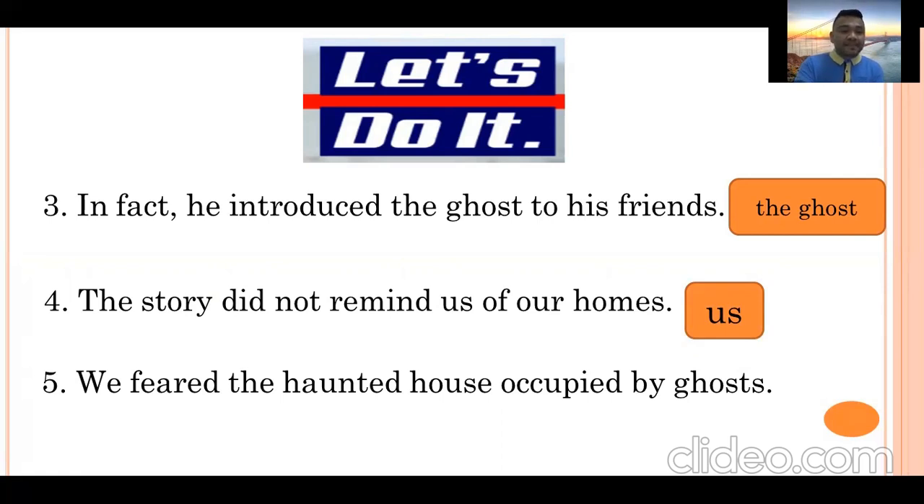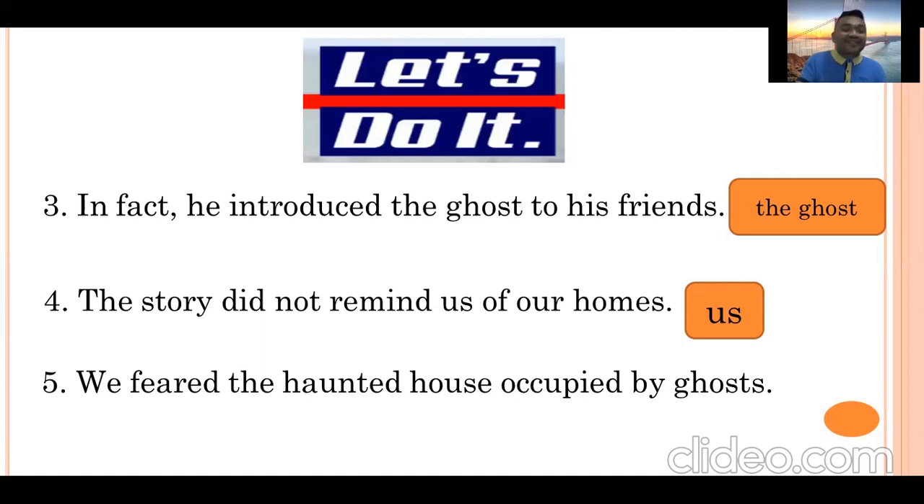Now, number 5, we feared the haunted house occupied by ghosts. They're afraid. So we're afraid of the haunted house occupied by ghosts. What is the subject here? Okay, very good. The subject here is we, and the verb here is, what is the action word here? Great job. The action word here is feared. And what is the direct object?